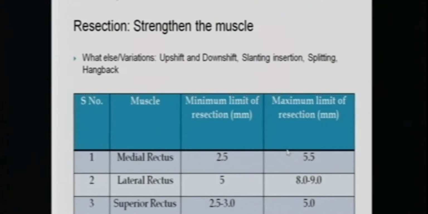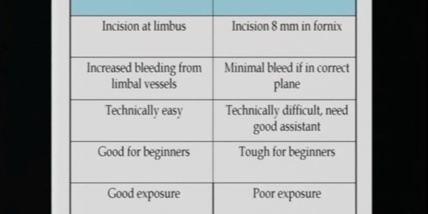Just a comparison, one important thing: earlier we used to use the limbal incision. Now I'll be showing you the fornix incision. There's not much difference. The important thing is that the limbal incision is obviously at the limbus, while the fornix incision is 8 millimeters in the fornix. The advantage is that there is minimal bleed if you are in the correct plane, because the limbal vasculature is not affected and you're not opening that up. Initially there will be a little ooze if you open it at the limbal area.